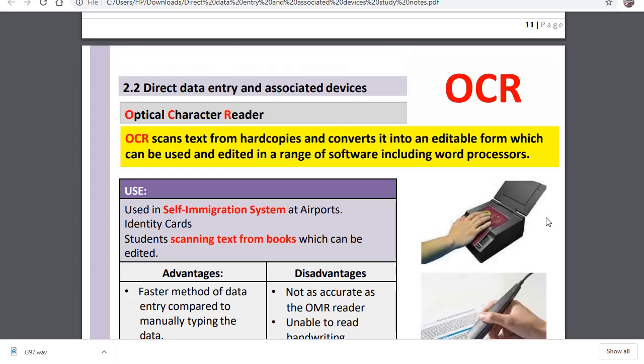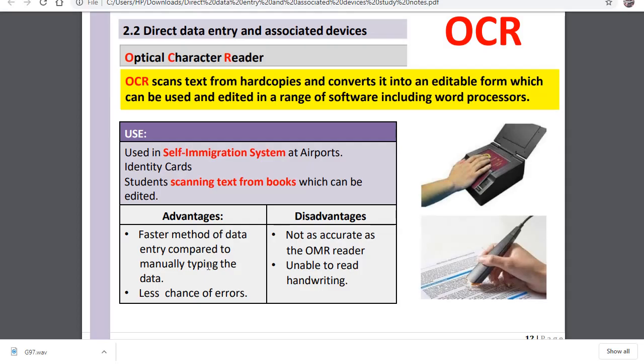Okay, the usage: it could be used in self-immigration systems at airports, students scanning text from books which can be edited. Advantages: faster method of data entry compared to manually typing the data, less chance of error. Disadvantages: not as accurate as the OMR, optical mark reader, unable to read handwriting. It needs to scan from hard copies written on Word or any word processing software.